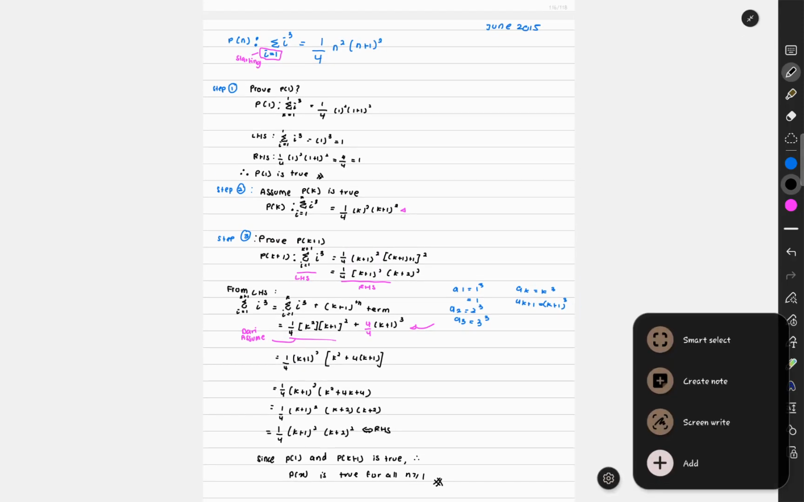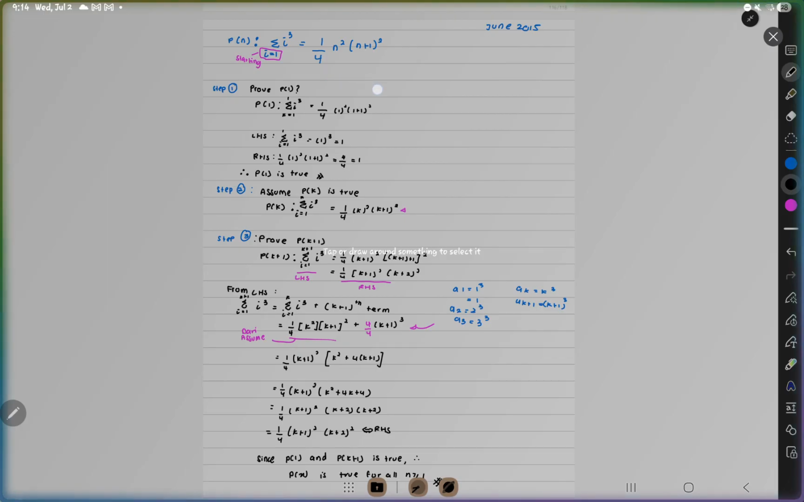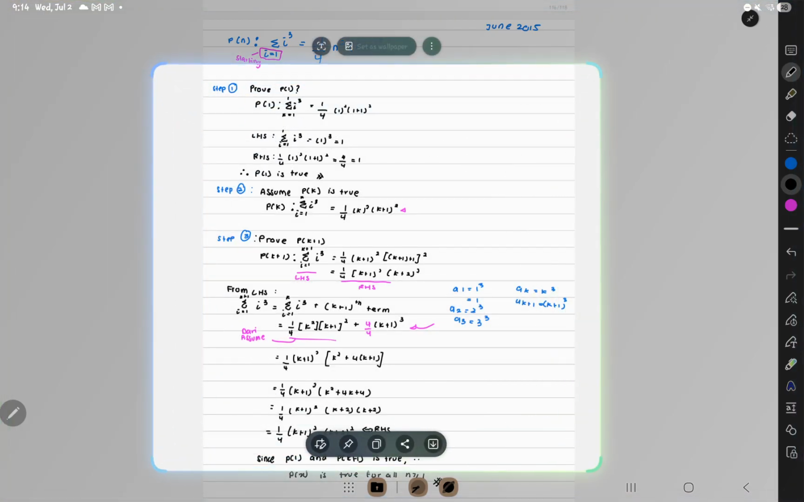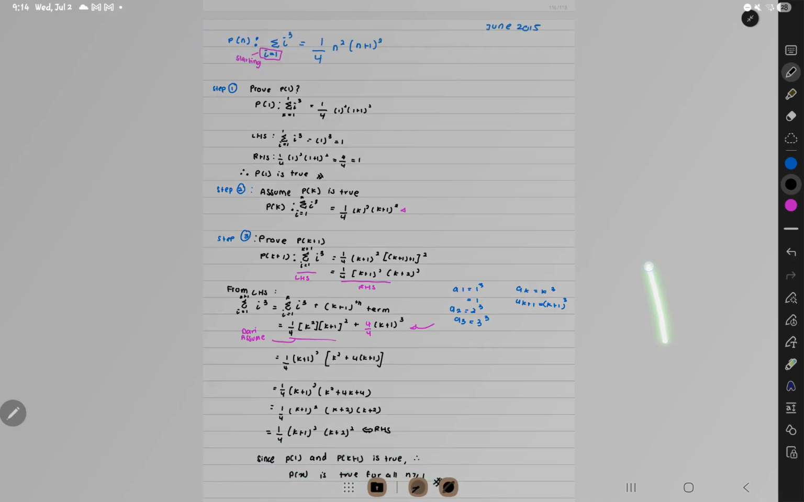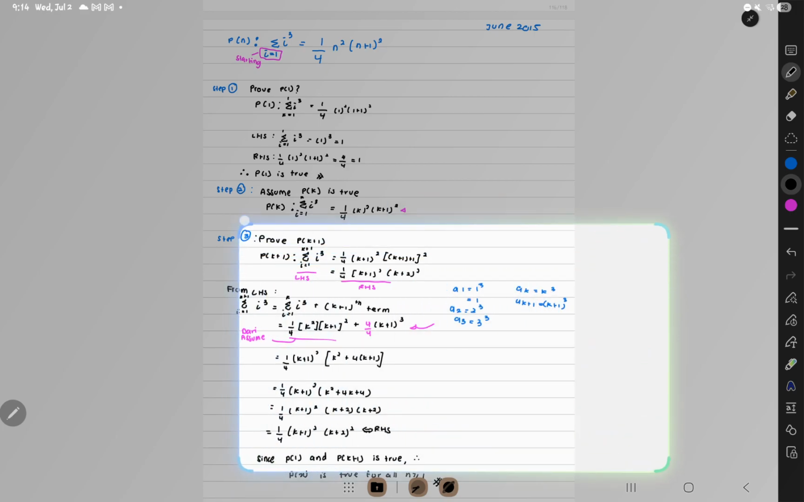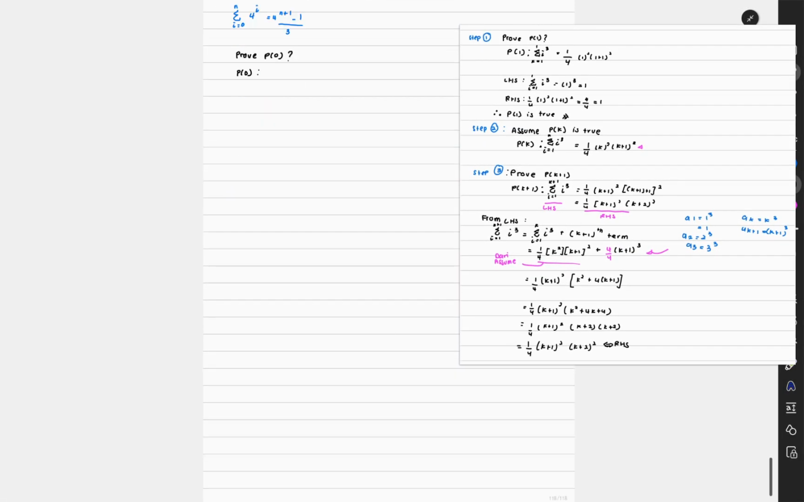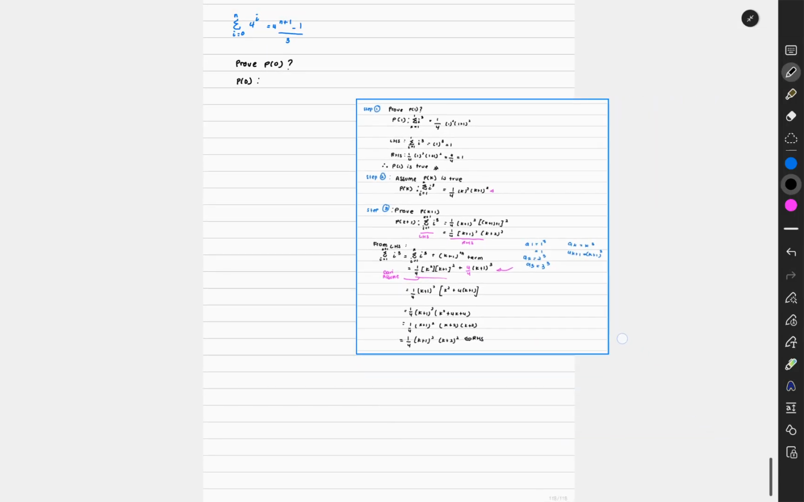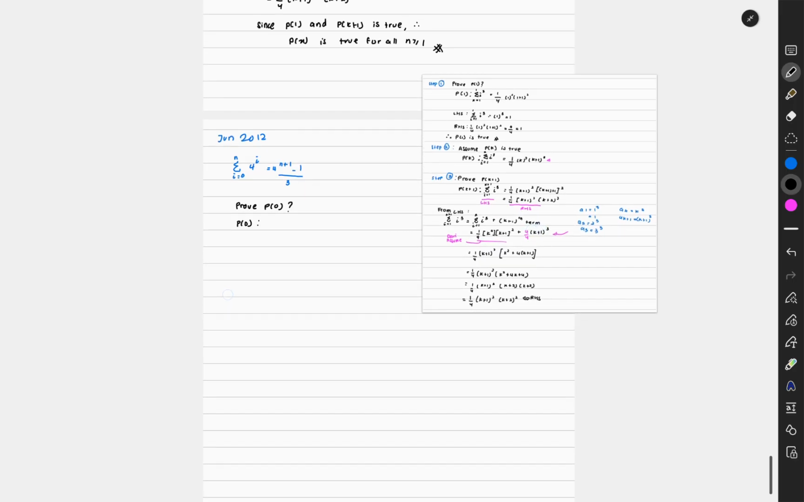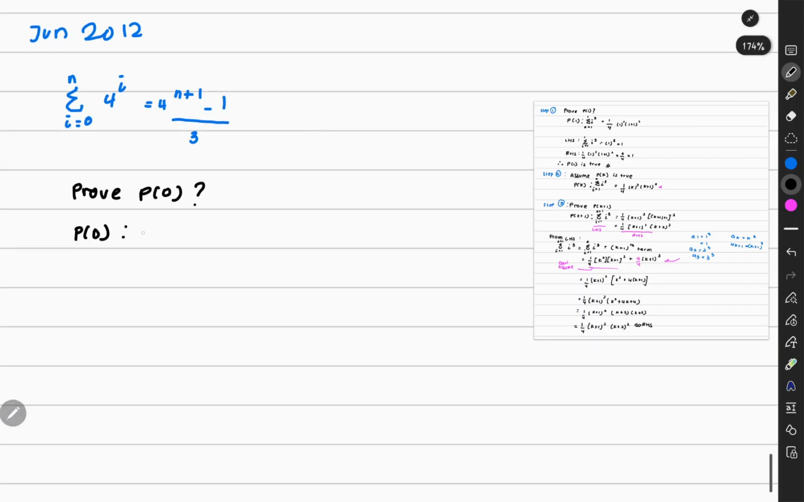Summation. Saya buat terus P of I. So we have the summation of 4 to the I, I is from 1 to n is equal to 4 to the n plus 1 minus 1 over 3. Sorry, this 0 lah. So the first step is to prove P of 0, yeah? Not P of 1. P of 0.